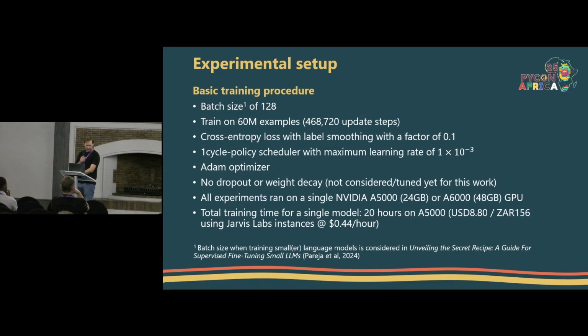I'm really struggling with time, so I'm going to skip over the basic training procedure, but maybe just to say at the bottom there that all the models that I trained can be trained on consumer hardware, consumer GPUs. Everything can run on an NVIDIA A5000 GPU with, I think, 24 gigs of RAM. The biggest model that I have trained took about 20 hours on an A5000. And if you rent those from Jarvis Labs for 44 US cents an hour, it costs under 200 Rand.